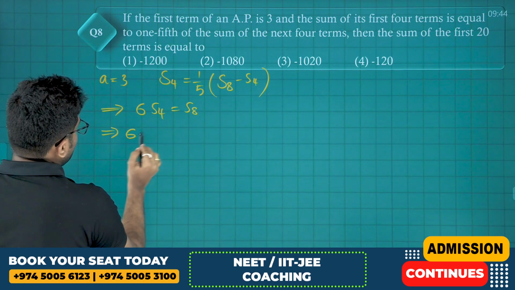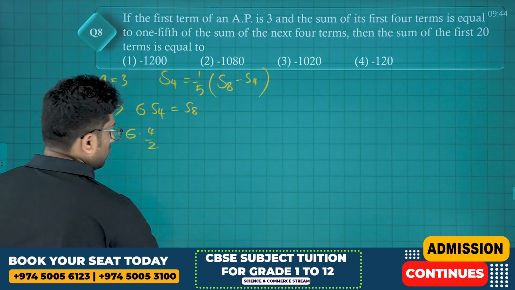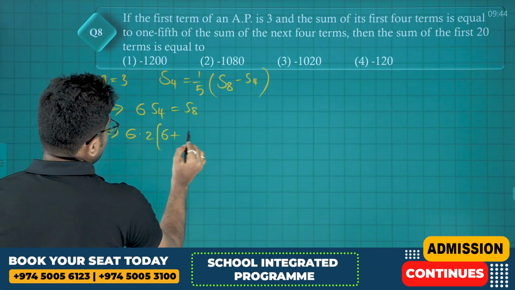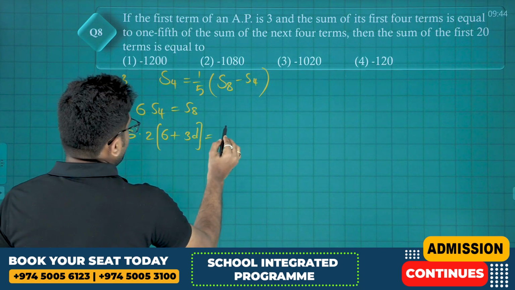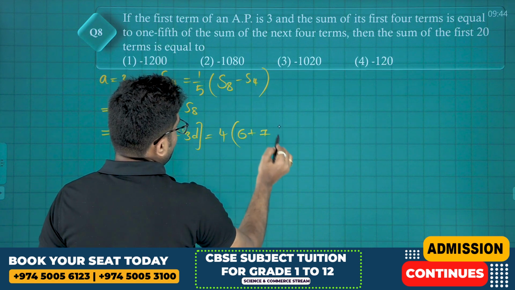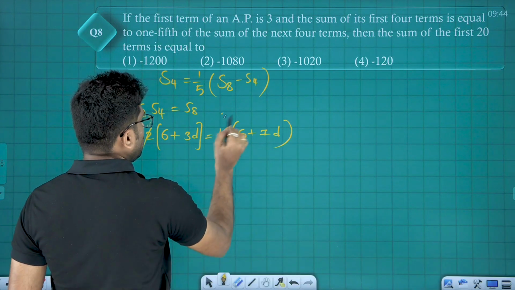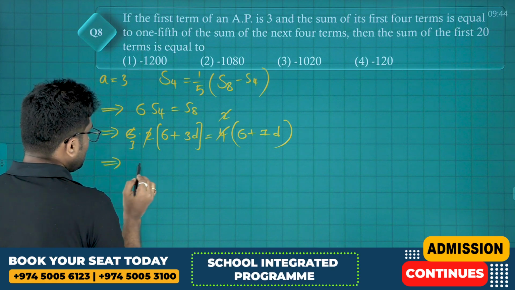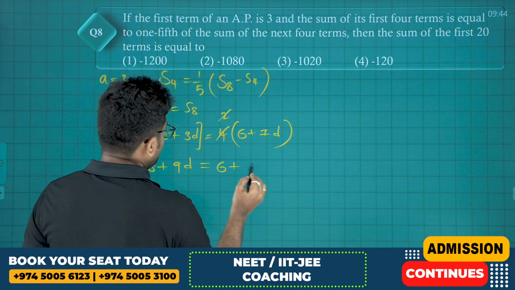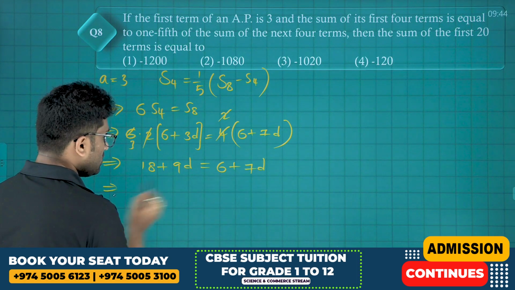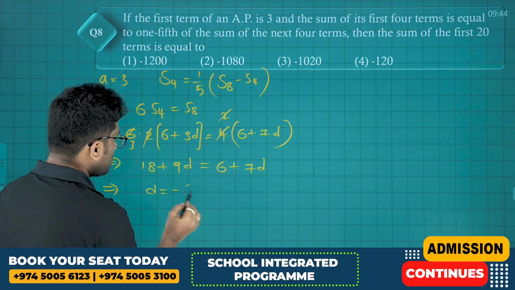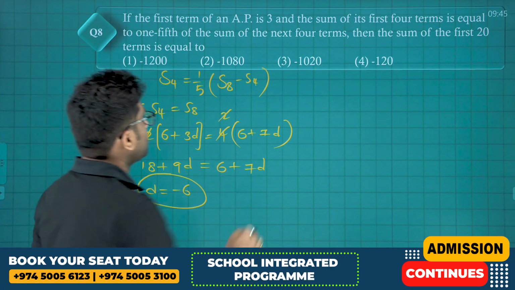6 times S4 is 6 into 4 by 2, and 4 by 2 is 2 directly. 2A, 2 3s are 6, plus 3D is equal to S8, which is 8 by 2, 4 into (2A, 6 plus 7D). So 2 3s are 6, 3 6s are 18, plus 9D is equal to 6 plus 7D. 9D minus 2D is equal to 12. D is equal to minus 6, friends. We have got D is equal to minus 6.